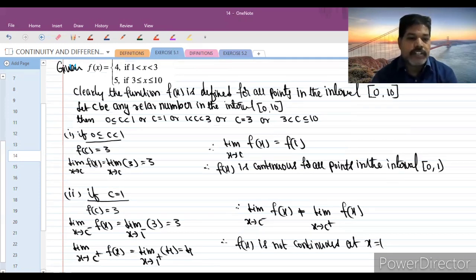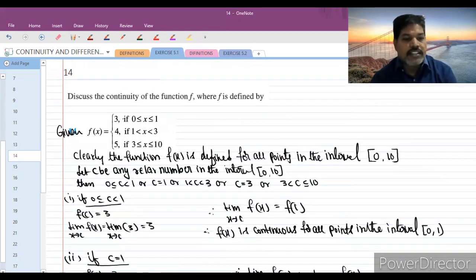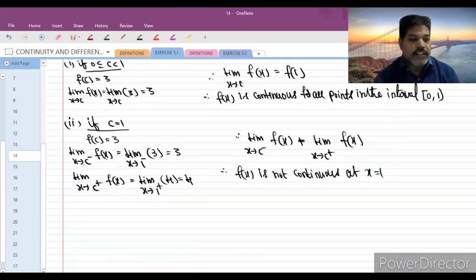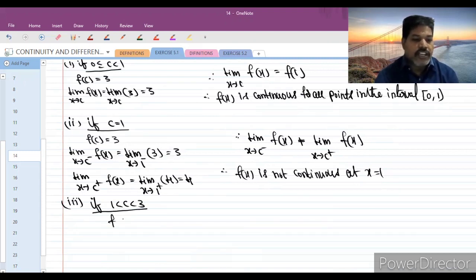What is the third case, students? 1 less than c less than 3. If 1 is less than c less than 3, f(x) will become 4. We already know the function is a constant function there, so automatically the function is continuous. You have to prove that. So this is case 3: if 1 less than c less than 3, then f(c) is equal to 4.